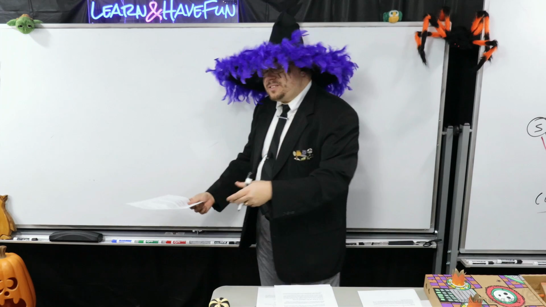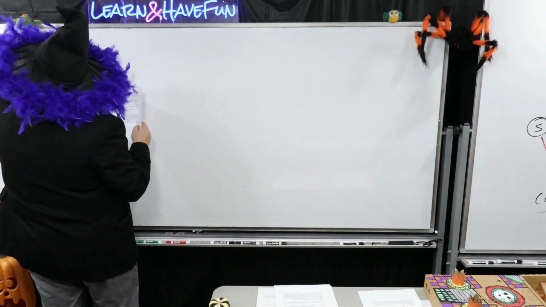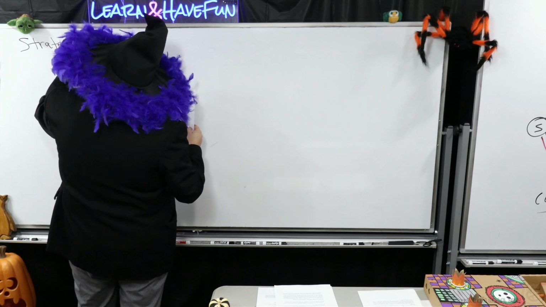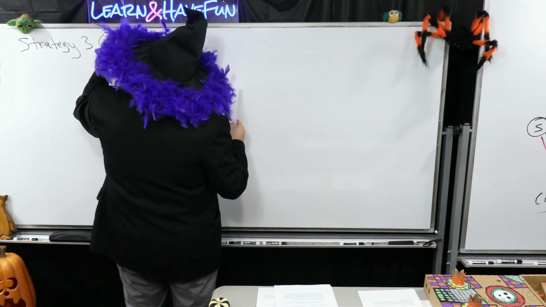I'm going to give you one last strategy. So here's strategy number 3 for the K Canadian Traveler problem. This is what we're going to call the comparison strategy.